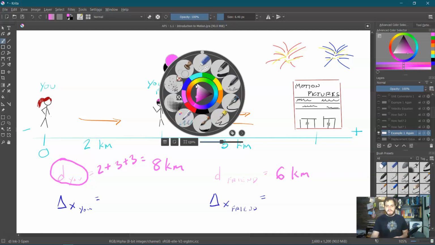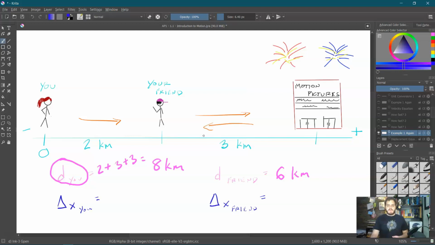Now remember though, displacement's a little trickier. We want to make sure we use final minus initial. So for you, let's be real careful. Your initial position is at 0. Your final position is at 2. So therefore, if I want to know your displacement, I would say 2 kilometers, so final position minus the initial position. So it is just 2 kilometers, which, note, is the straight line distance from you to your friend.